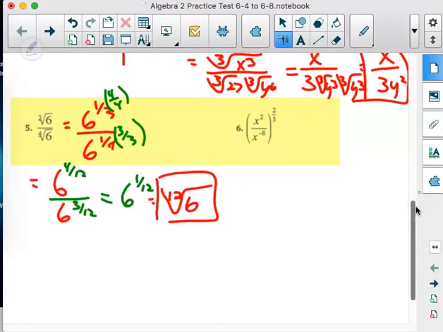Alrighty, take a peek at number 6. Is that simplified inside those parentheses? It's not. When you have the same base on the top and the bottom, what are you supposed to do with those exponents? Subtract, yeah. Well, that works out pretty good because 2 minus a negative 8 will be 2 plus 8.